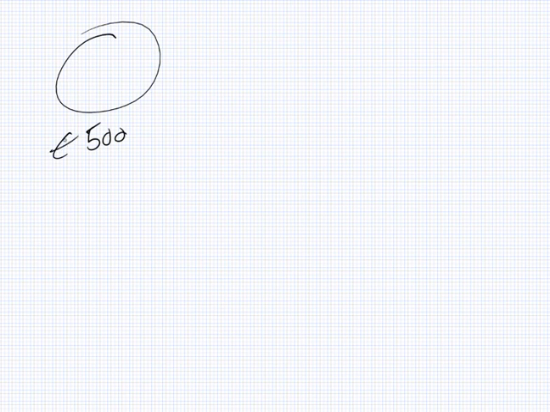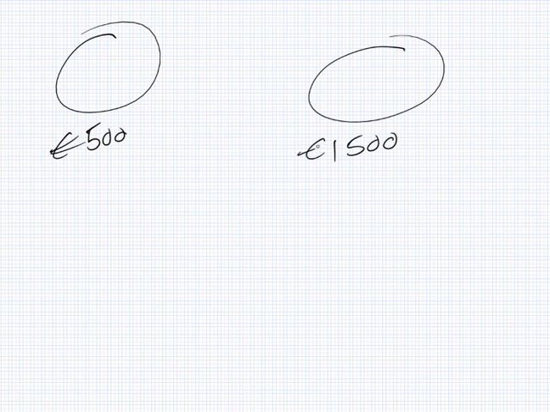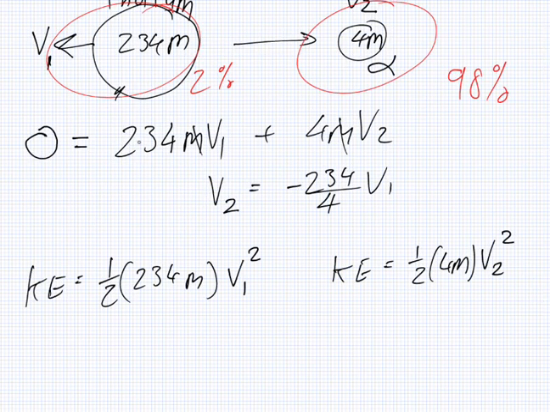Look, if this was 500 euros and this here is 1,500 euros, then I want to show that this one is 3 times bigger than this one. So here in this example, if that's 2% and that's 98%, I want to check if this one is 49 times bigger.